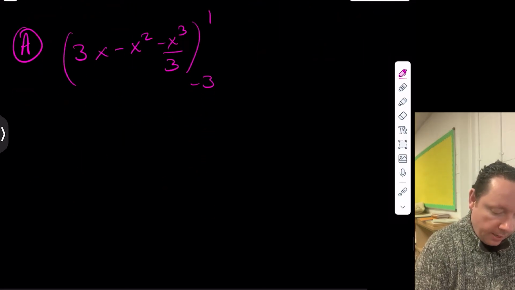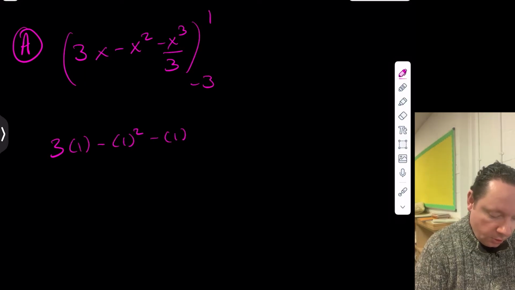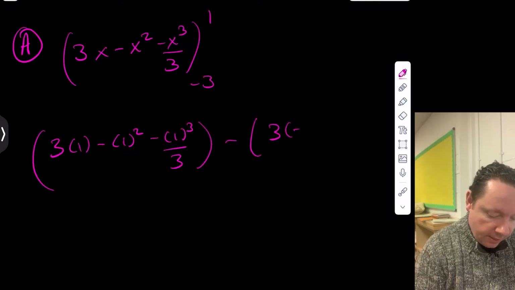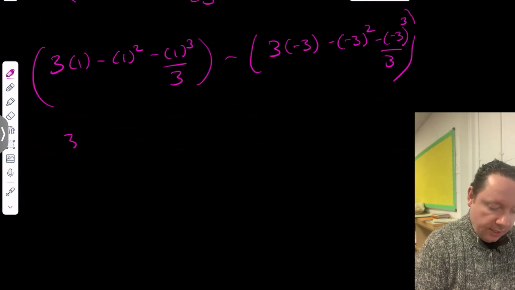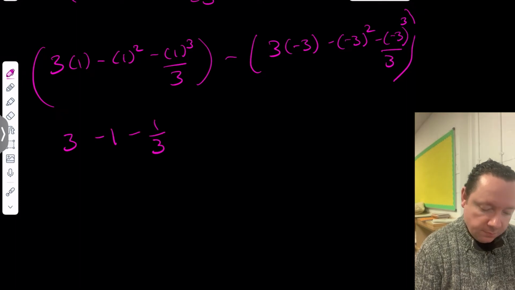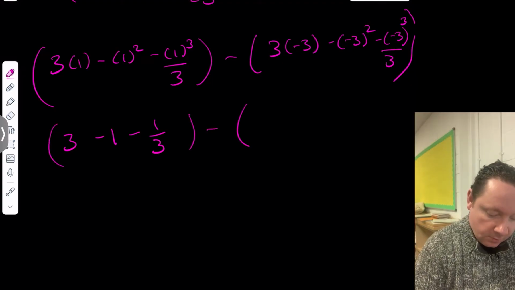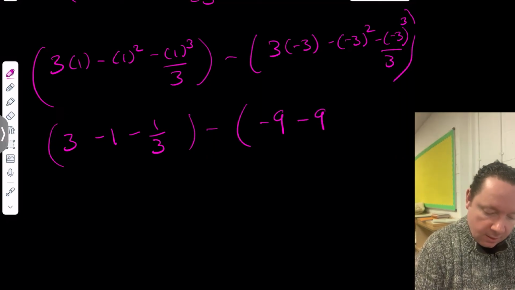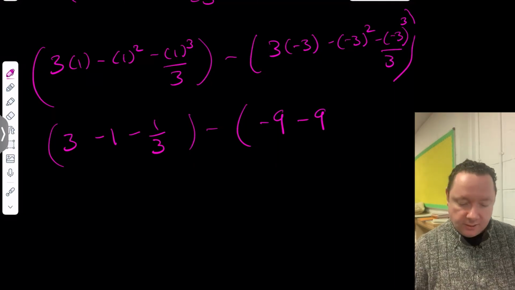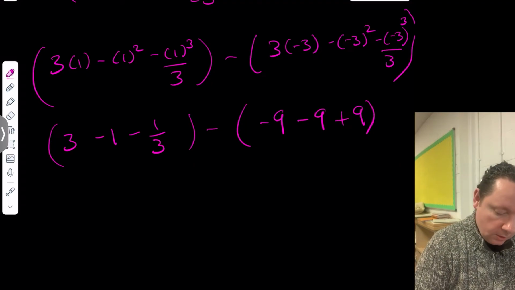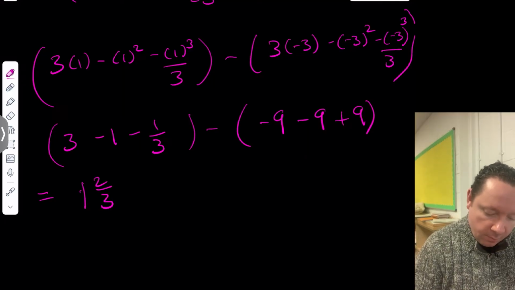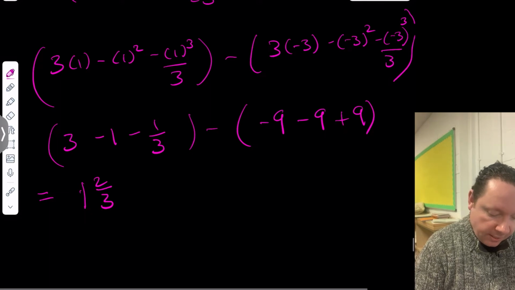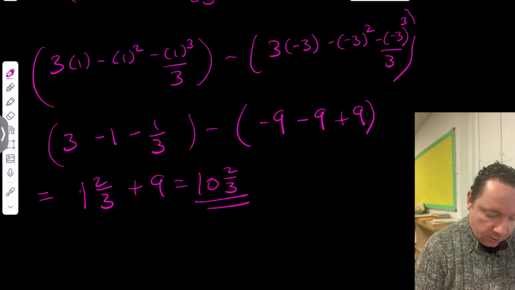So working that out, we get 3 times 1 minus 1 squared minus 1 cubed over 3. Take away 3 times minus 3, minus 3 squared, minus 3 cubed over 3. So that gives me 3 times 1 is 3, 1 times 1 is 1, minus 1 cubed over 3 is minus a third, and then 3 times minus 3 is minus 9, minus 3 squared is 9, so let's take away 9. Minus 3 cubed over 3 is minus 27 over 3 is minus 9, but another minus outside is plus 9. So 3 minus 1 is 2, 2 minus a third is 1 and 2 thirds. Minus 9 plus 9 is just minus 9. Minus 9 is plus 9. So it's 10 and 2 thirds for the first integral, units squared.